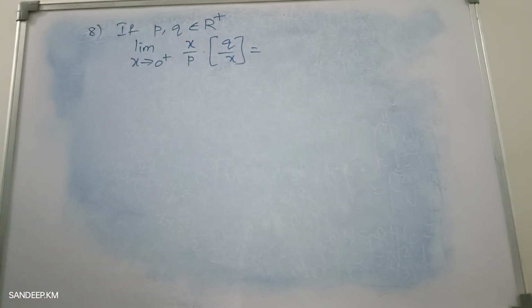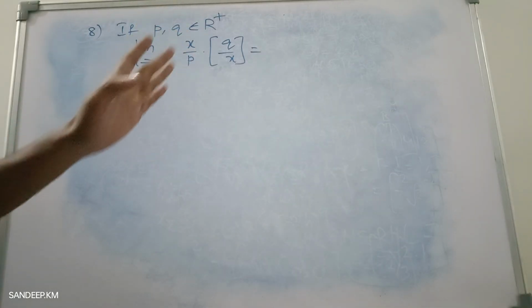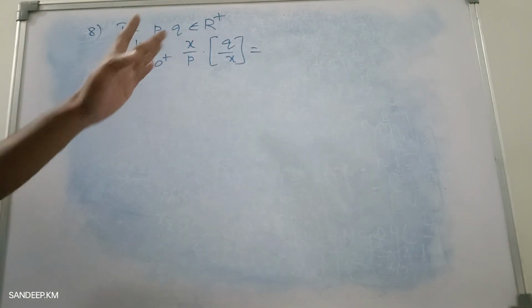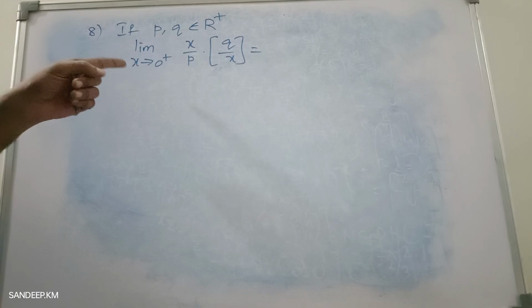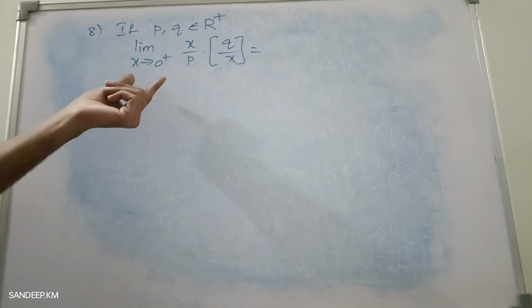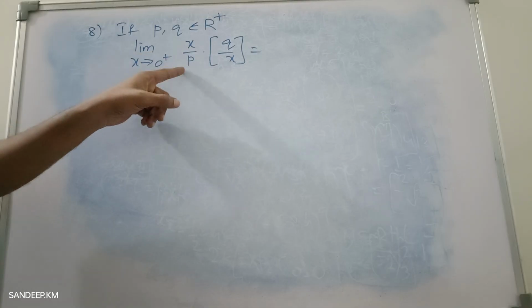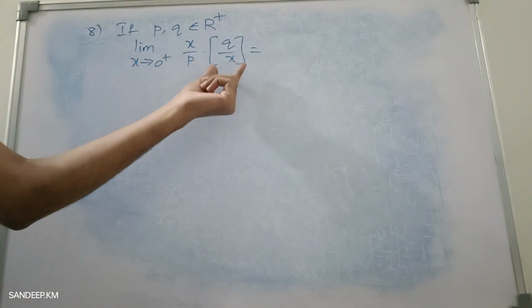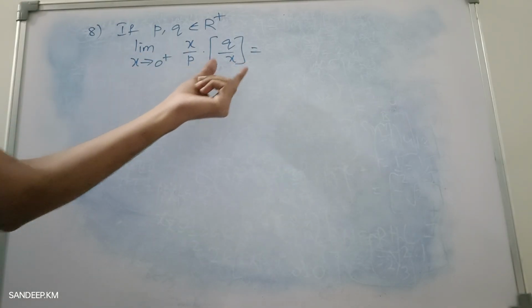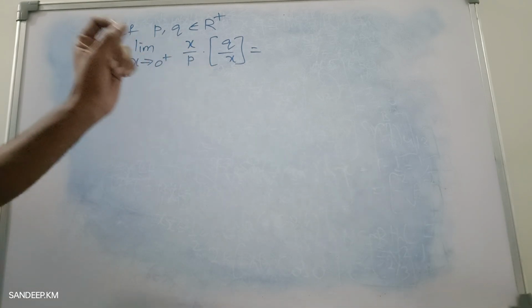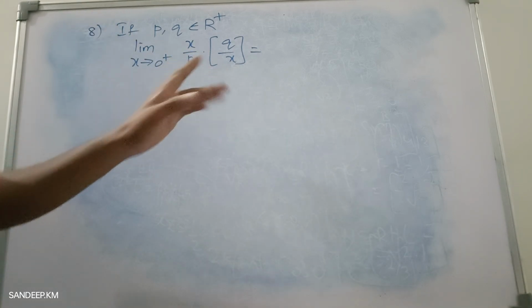Here is our next question. If p comma q are positive real numbers, they are constants, then they are asking us to find the right hand limit only, not the left hand limit. Limit x approaches 0 plus of x by p into step of q by x. This is the step function, which means the greatest integer function. They are asking us to find this. So please observe how we are solving this particular question.